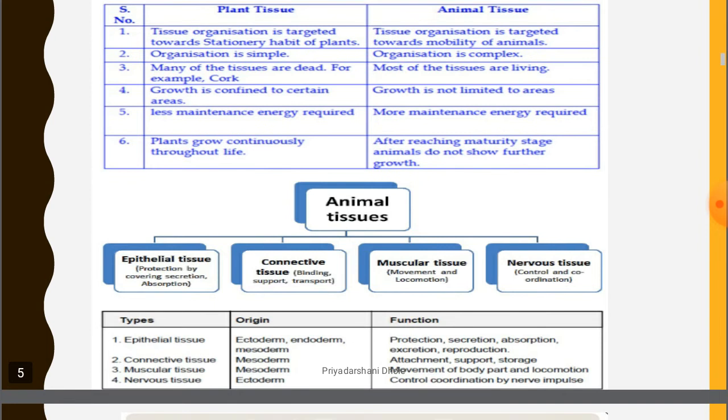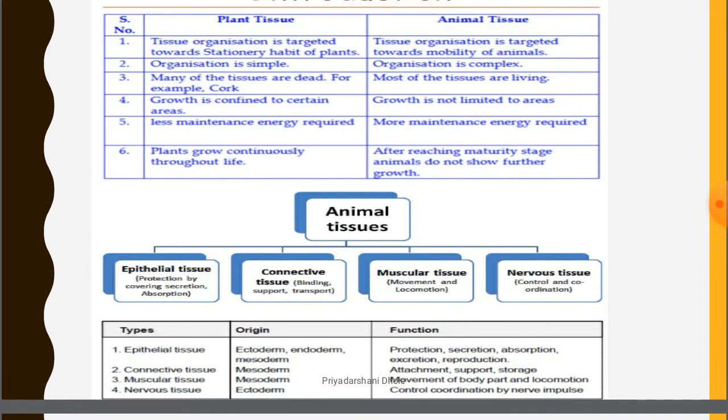Now, animal tissue is mainly of four types: epithelial tissue, connective tissue, muscular tissue, and nervous tissue. Now, what is the function of epithelial tissue? Protection by covering, secretion and absorption. Connective has a meaning in its name: connective means binding or connecting two different parts. Therefore, it is called connective tissue: binding, support, and transport. Then muscular tissue is present in the muscles: movement and locomotion, associated with the skeleton. Then nervous tissue: control and coordination, the central nervous system.